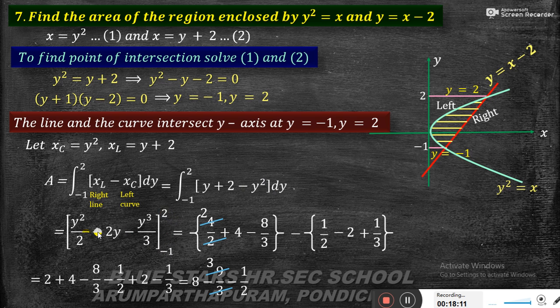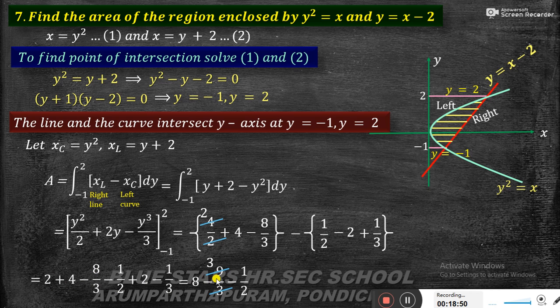First you apply the upper limit: y square means 2 square, 4 by 2, plus 2 into 2, 4, minus 2 cube, 8 by 3, minus the lower limit minus 1, that means 1 by 2 minus 2, minus of minus 1 whole cube, which means plus 1 by 3. In the next step you write it: 2 plus 4, 6, minus 8 by 3, minus 1 by 2 minus 2, minus into minus plus 1 by 3. So equal to 2 plus 4 is 6, 6 plus 2 is 8, minus 8 by 3.